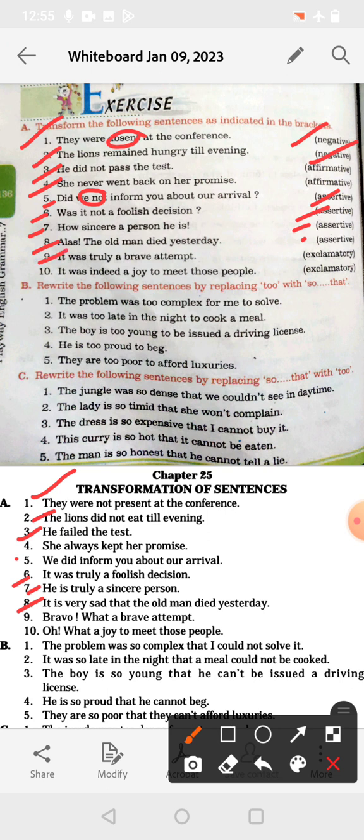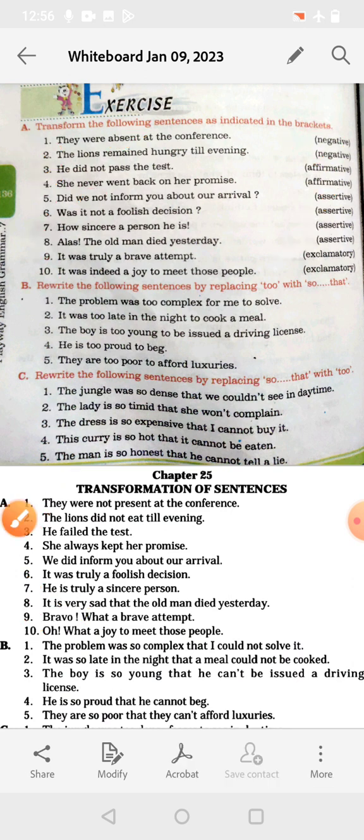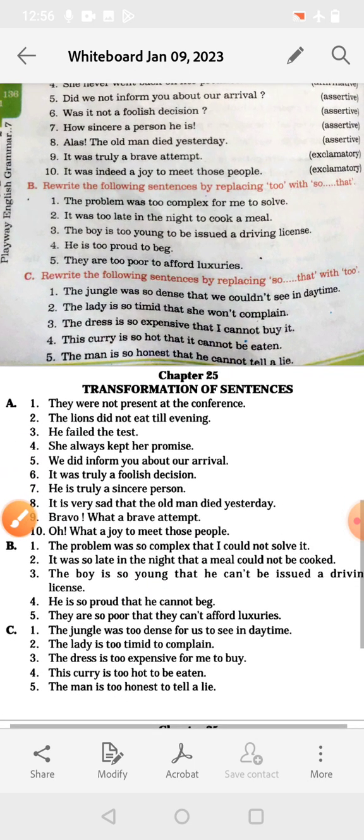Number 9, it was truly a brave attempt. This we have to change into exclamatory. So bravo, what a brave attempt. Okay, I told you that the opening must be exclamatory and the exclamation mark must be there. Number 10, it was indeed a joy to meet those people. This also similarly we need to change into exclamatory. So the opening will be the exclamatory word. So it will be, oh, what a joy to meet those people. Okay, it was very simple. I guess you all have understood it very well.